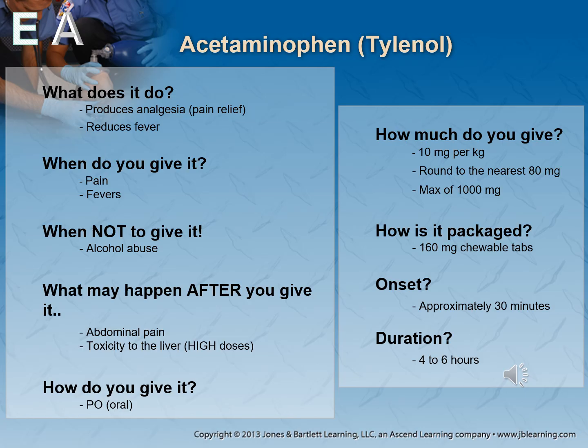We should not give it if the patient has alcohol abuse, because again, it can be toxic to the liver. After you give it, they might have abdominal pain, and again, in high levels, toxicity of the liver. How do we give it? PO ideally, or you can give it IV. How much do you want to give? 10 milligrams per kilogram, rounded to the nearest 80 milligrams, with a max of 1,000 milligrams total.